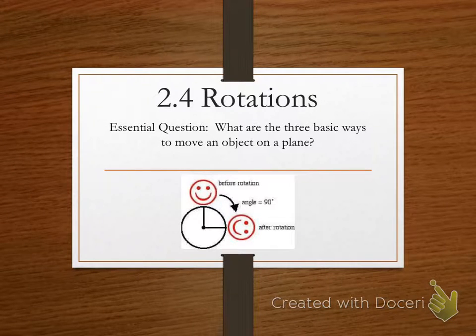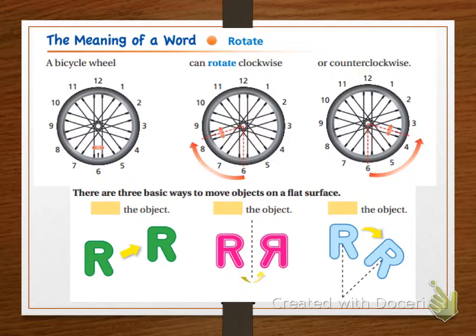This is lesson 2.4 on rotations. The essential question here is, what are the three basic ways to move an object in a plane? So now the meaning of the word to rotate is, if you think of like a bicycle wheel, it can rotate clockwise, which means it goes the same direction that the hands of a clock go, or it can go counterclockwise, which is going to be the opposite direction that the hands of the clock go.